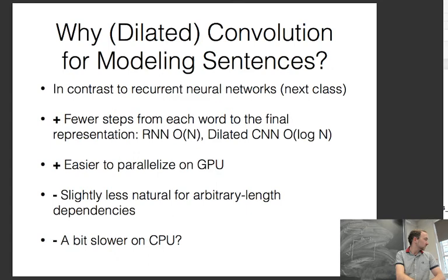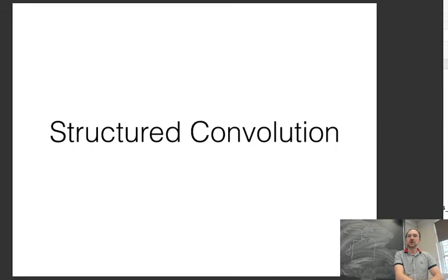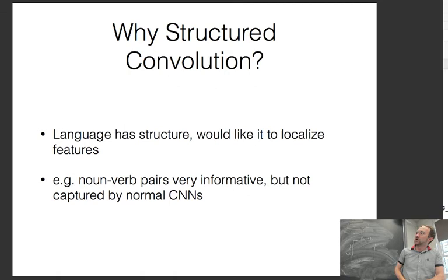Okay, so I had a question about dependency trees before, and I would like to talk about some advances to convolution that basically allow you to incorporate kind of interesting structure. A lot of these are kind of recent, but basically language has structure. We'd like to use it to localize or calculate features naturally. So noun-verb pairs can be very informative, but not captured by normal CNNs because they're far apart in the sentence. So this is exactly the reason that we had the question about earlier.